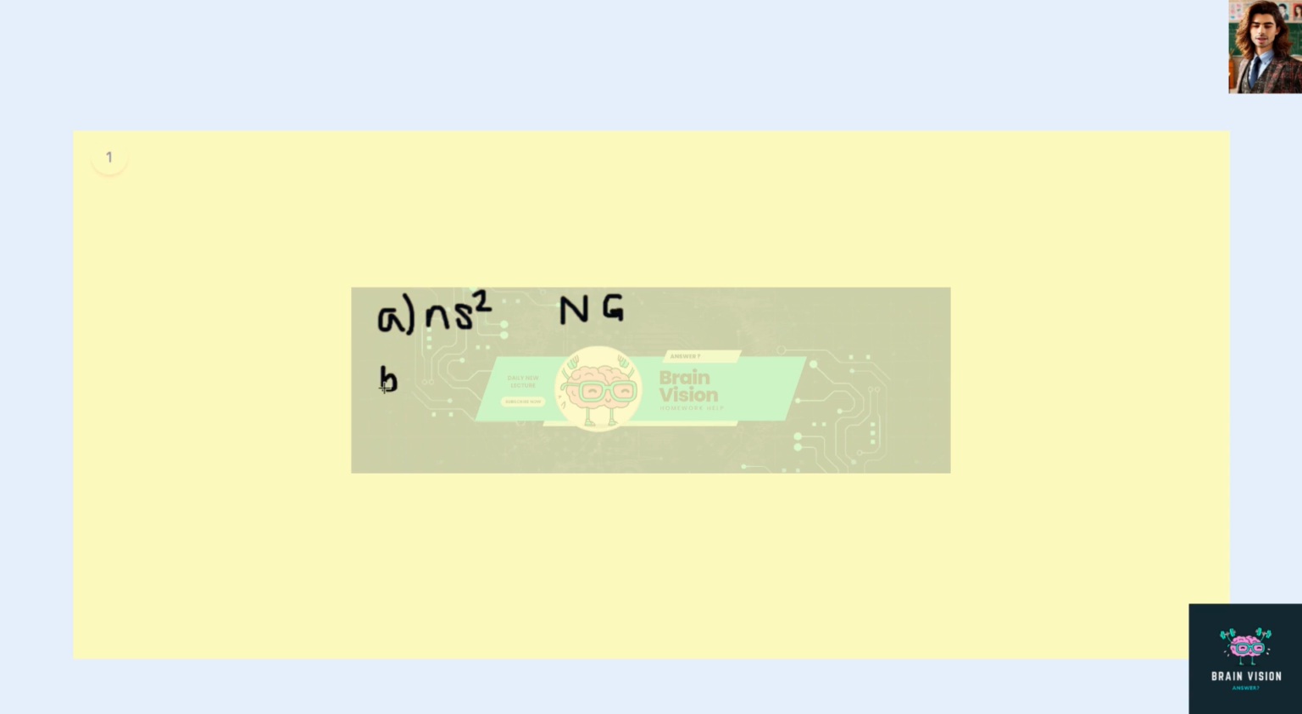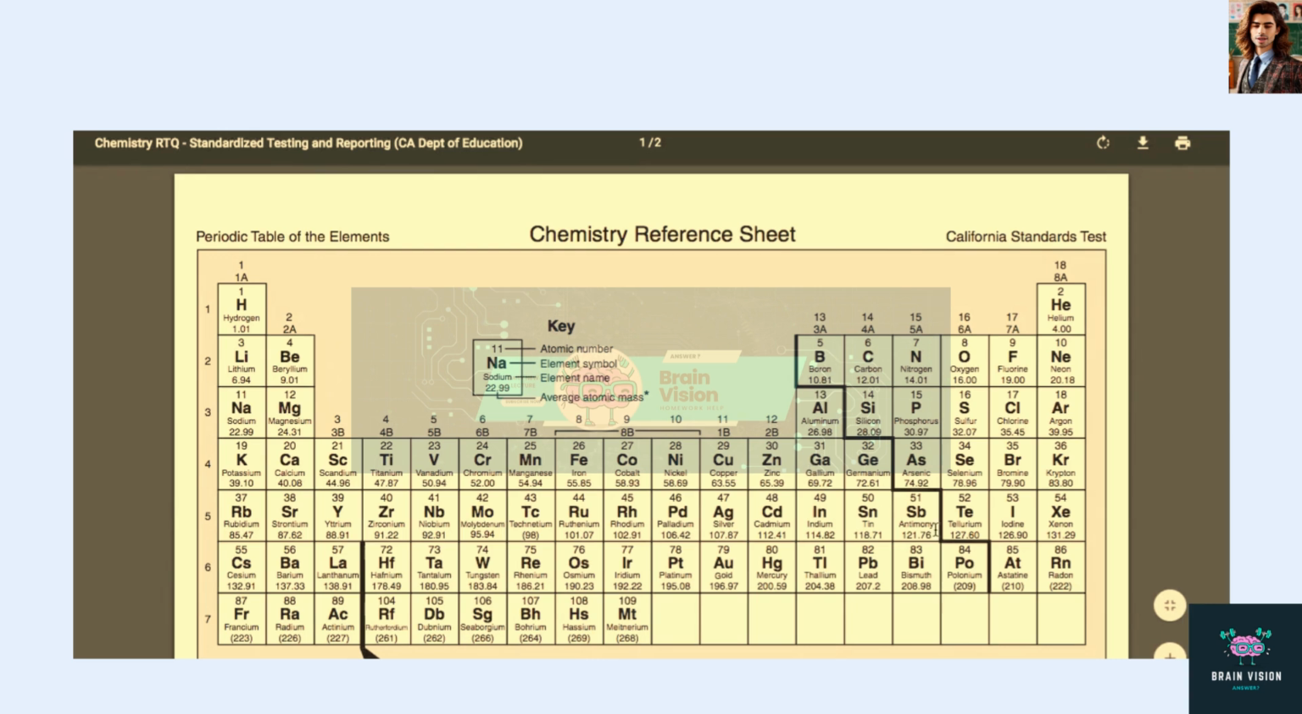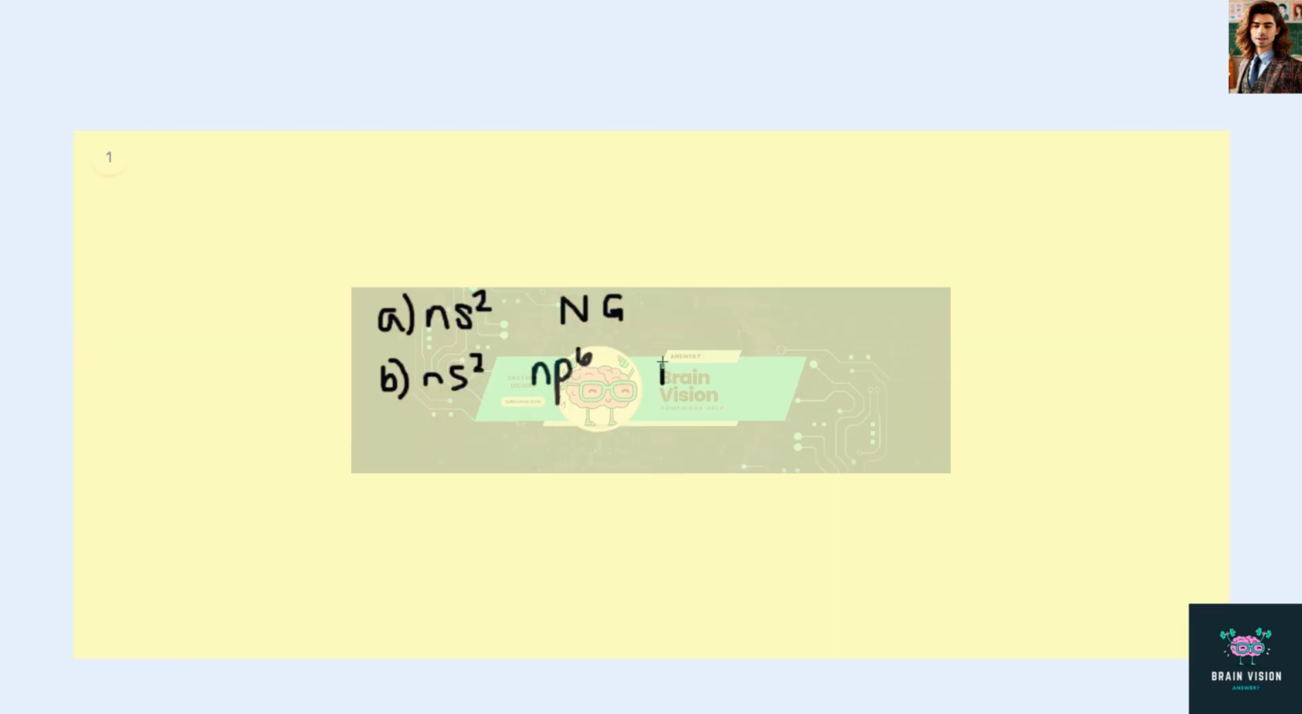Let's look at B. B is asking about ns2 and p6. And so now we're moving out of the s block into the p block. If we look at the p block, we find it over here. If we look at p6, we find 1, 2, 3, 4, 5, 6, group 8A. Coincidentally, group 8A is the group with the noble gases. So if something has the ns2 and p6 electron configuration, it can be located and identified as a noble gas. So we're going to put Ng here as well.